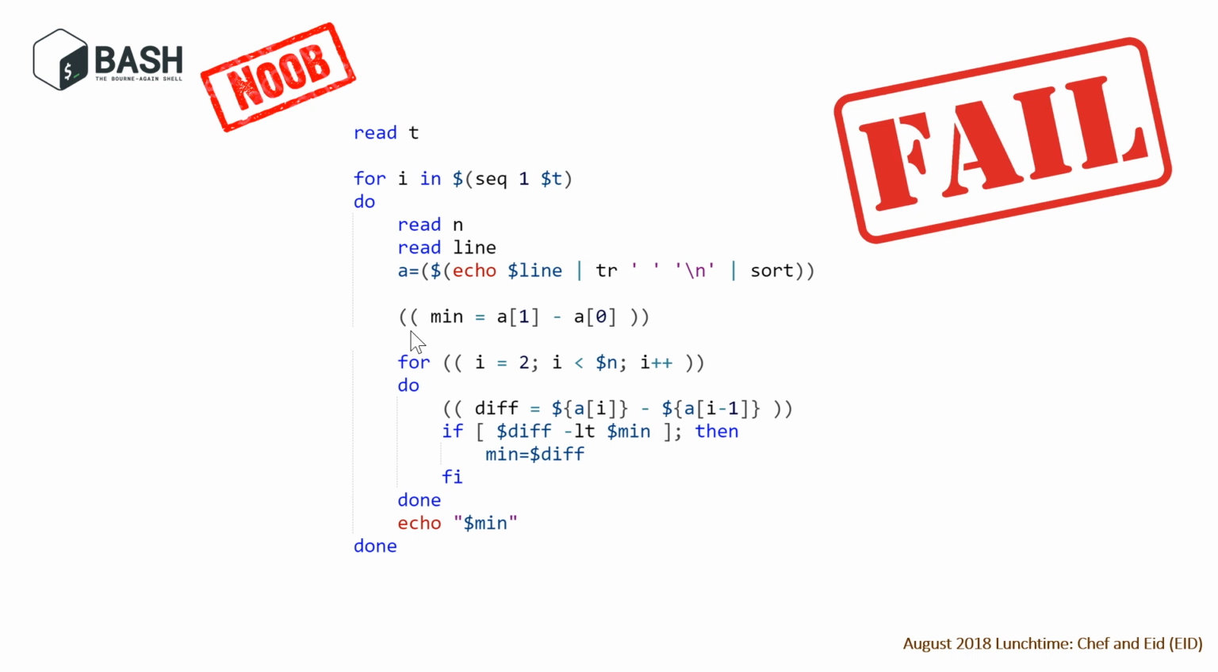And then the double parentheses here are for an expression, so we're just setting a variable min to be equal to the difference of the first two elements to initialize our minimum, and then we have another for loop from the second element to the last element. We're going to calculate a local diff once again in the double parentheses, and if our diff variable is less than our min variable, then we want to reset min to diff, and at the end of this you just echo min. So I'm not exactly sure why this didn't work, but I didn't want to not include it just because it was failing on the submission.